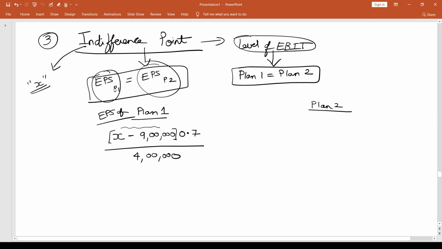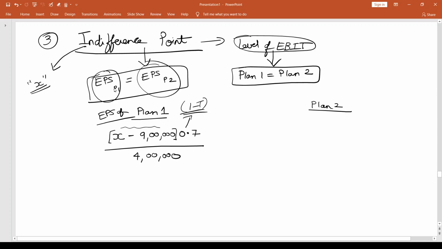So start with the EBIT, subtract interest. What you have in the bracket is the EBT. You will pay 30% on tax. If you take out tax, what remains is after tax, that is called EAT, earnings after tax. Hence I multiply with 1 minus tax rate, 0.7.